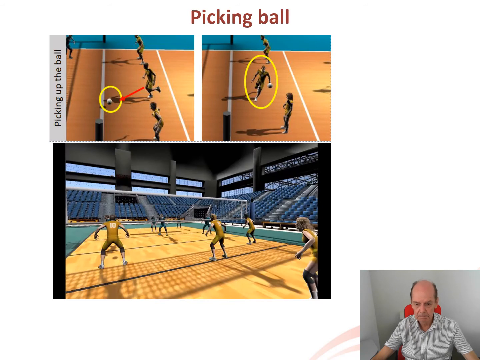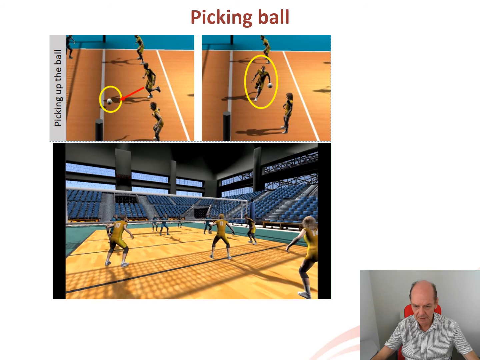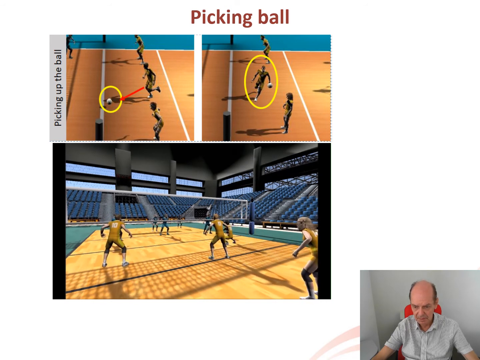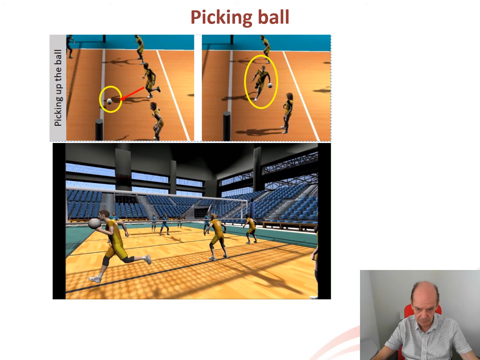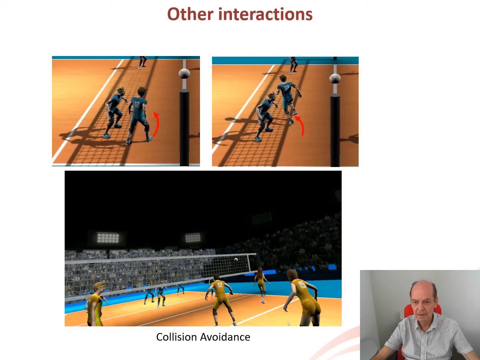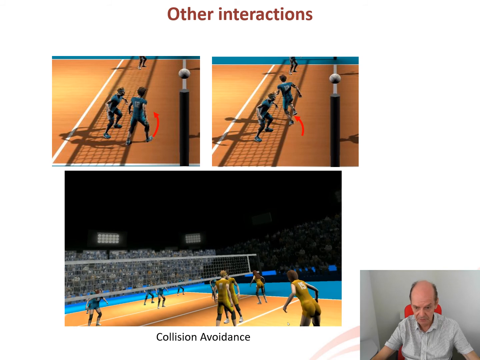Here we have the pick. We can pick the ball. We see on the player how it can pick the ball. It's important because the ball can be on the floor sometimes. And here we see other interaction, for example, the collision avoidance.